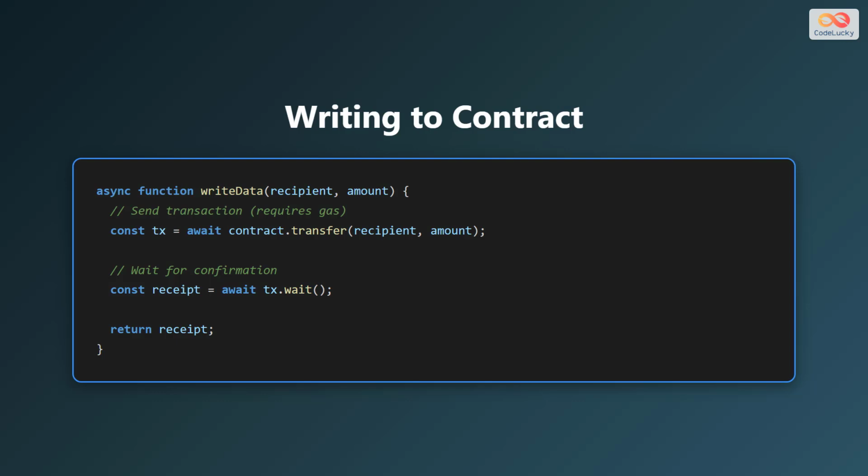Writing data to a smart contract requires sending a transaction, which costs gas fees and needs user approval. Let's look at how to send a transaction. Create an async function called writeData that accepts parameters like recipient and amount. Call the contract function, such as contract.transfer, passing in your parameters. This returns a transaction object. Importantly, you must wait for the transaction to be confirmed by calling await tx.wait. This ensures the transaction has been mined and included in a block. The receipt returned contains important information like the transaction hash, gas used, and whether the transaction succeeded or failed.